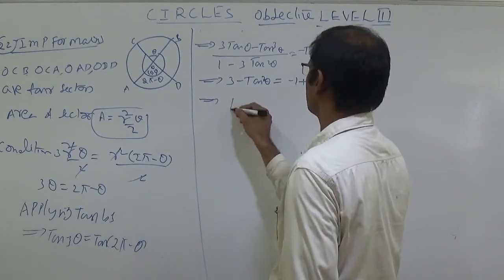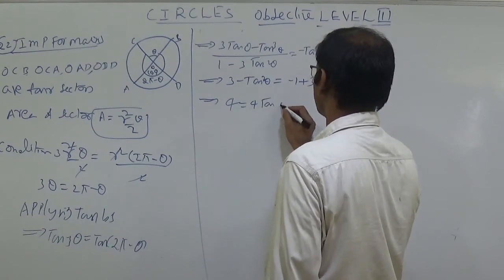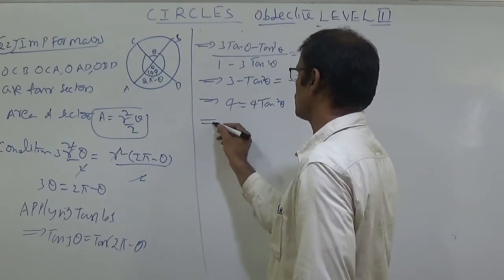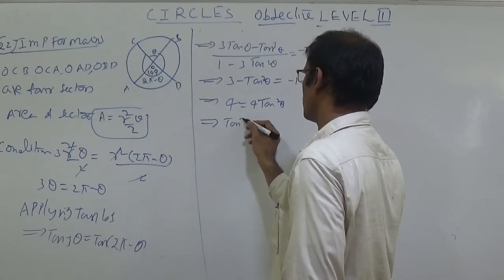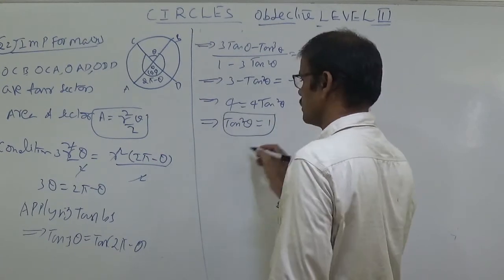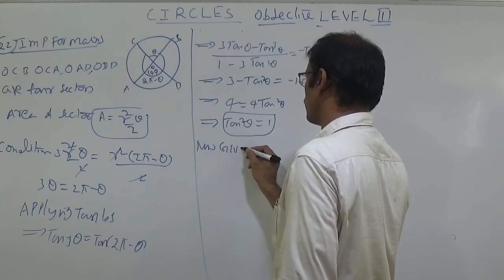Taking the 1 to this side and minus tan square theta to this side, you can write 4 is equal to 4 tan square theta, and tan square theta is equal to 1. This is a useful result. Now you should write the given pair of lines.